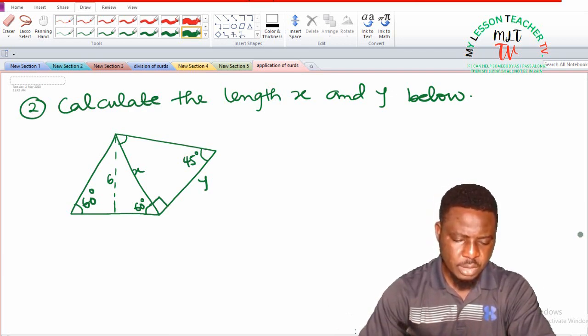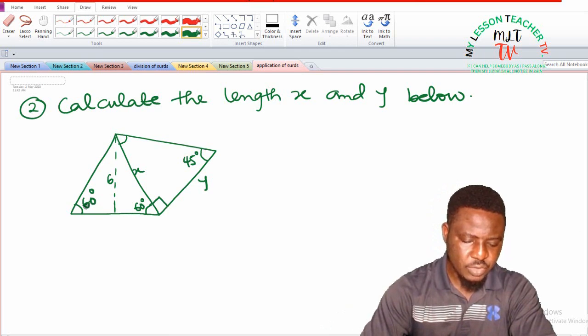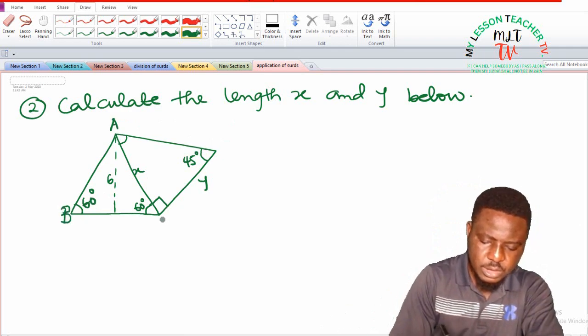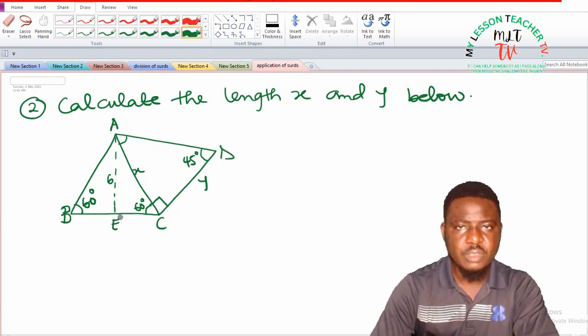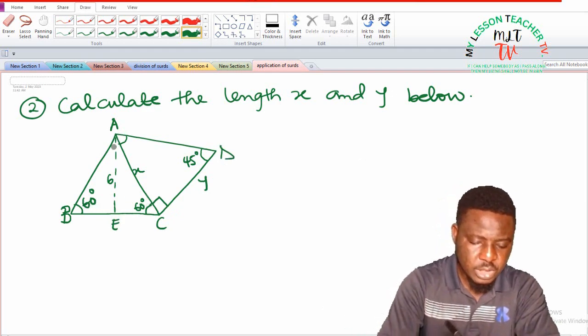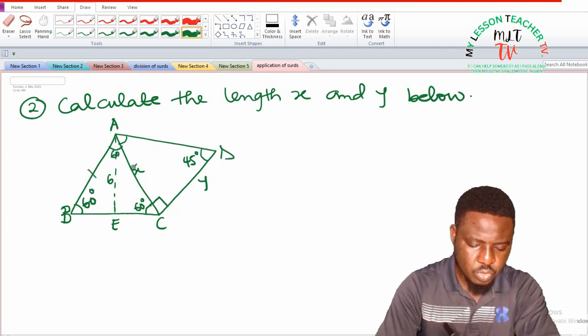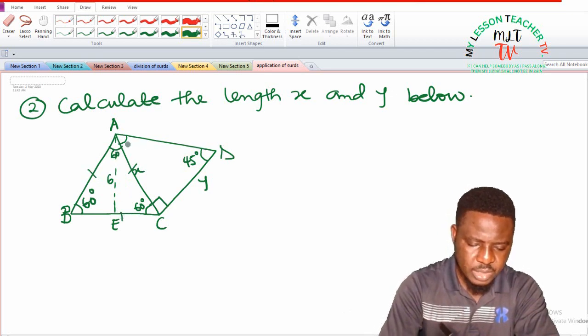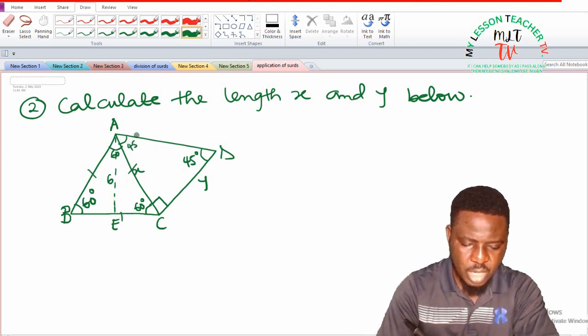This gives us a quadrilateral, and from all indication, if this angle is 60 degrees, let me name it A, B, C, D, and let this be E. From my observation, triangle ABC can be said to be an equilateral triangle because if the two base angles are 60 degrees, it therefore means that angle A will also be 60 degrees, and that makes them all to become an equilateral triangle.